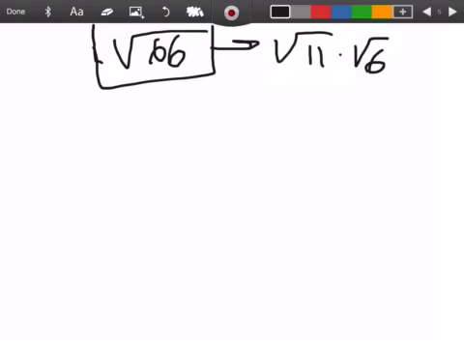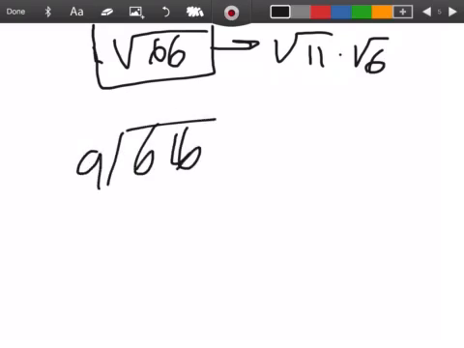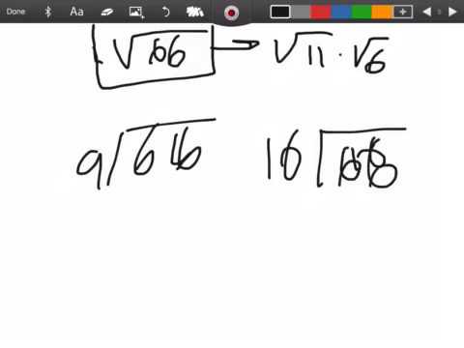And another way, you can try dividing with square numbers. So you can try dividing 66 by 9, and you can try to get an answer with that. You can try dividing by the next one, which would be 16. So you can try dividing it by 16. You won't get a whole number.